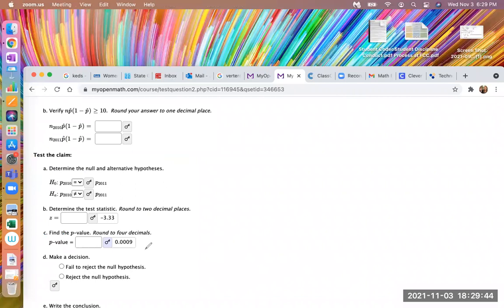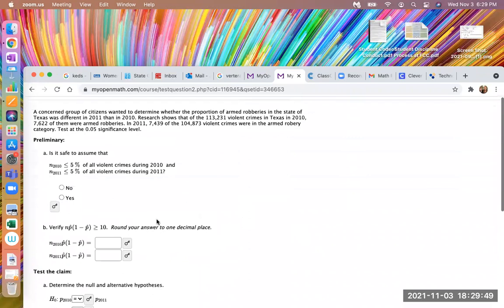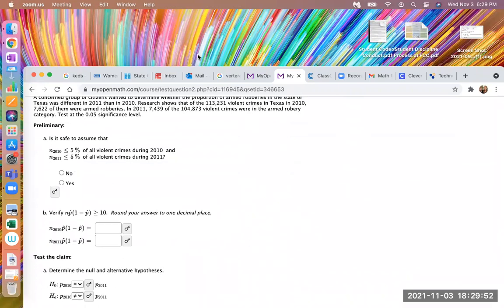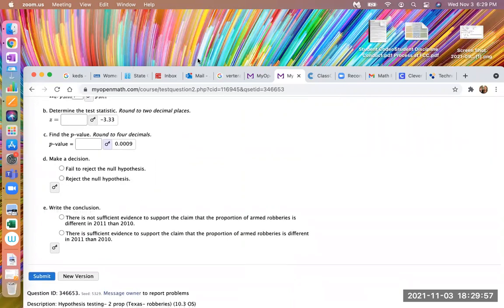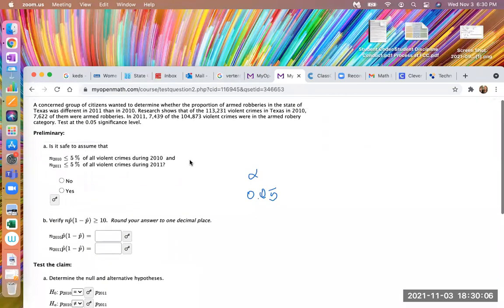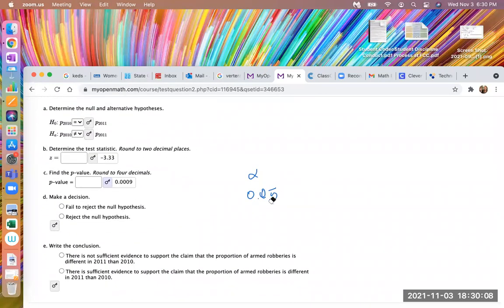We have to look at our level of significance, and we have to compare the p-value to alpha. The level of significance, alpha, is 0.05. Did I just say 0.005? No, just 0.05. Okay. The p-value is 0.0000930. You have to be real careful there.